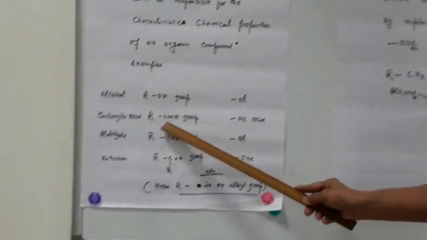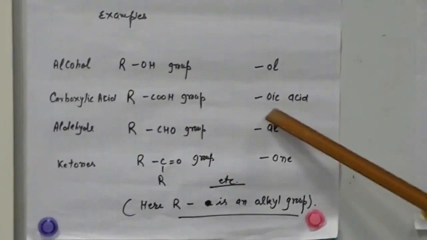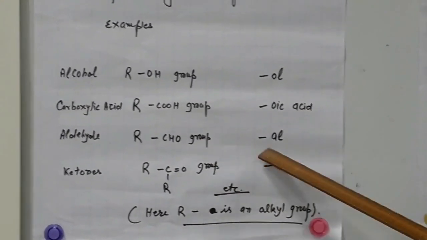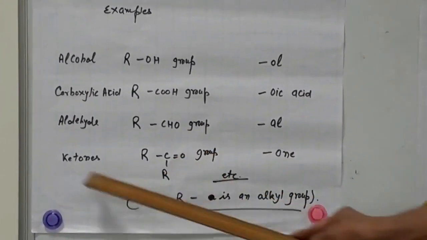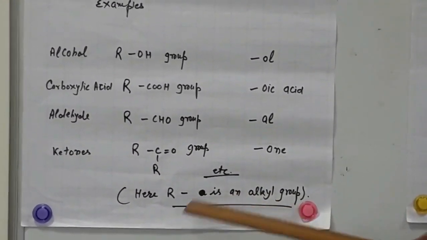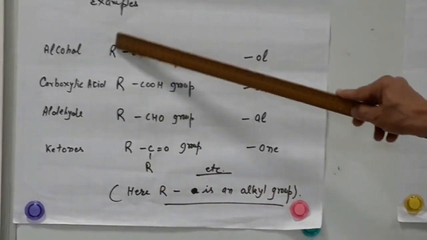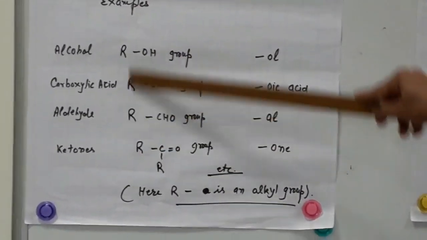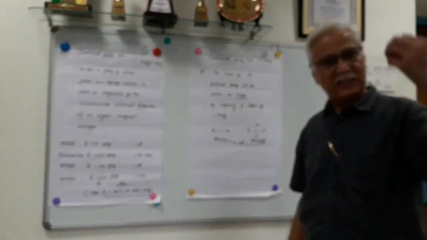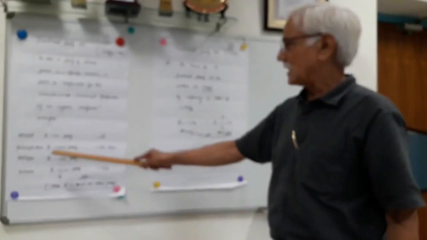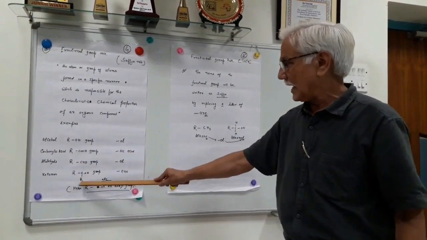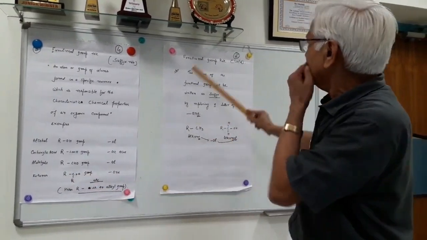If carboxylic acid is there, the COOH group, then its ending will be oic acid. Aldehyde, if it is there, then its ending will be AL, RCHO. Ketone, then its ending will be ONE. And how it is written here, R. In these structures, R is the alkyl chain. It can be methyl, ethyl, propyl, butyl. That is, it can be methane, ethane, propane, butane, and it can be a substitution also.